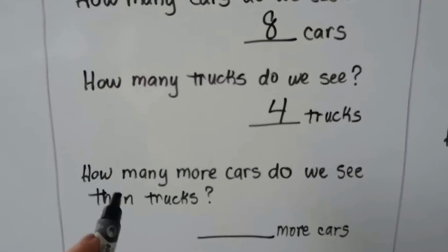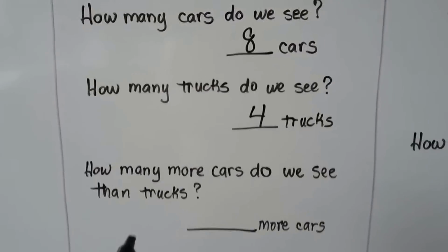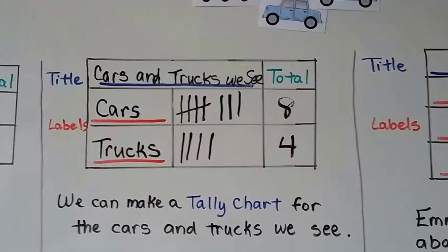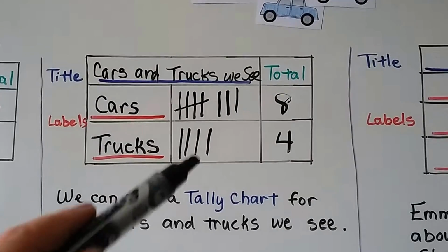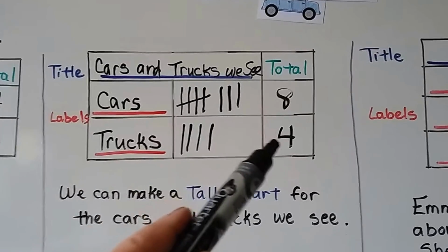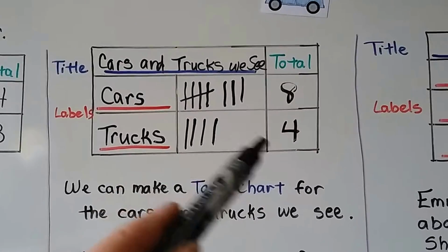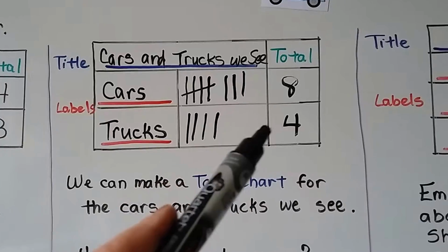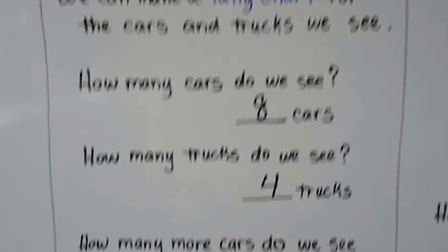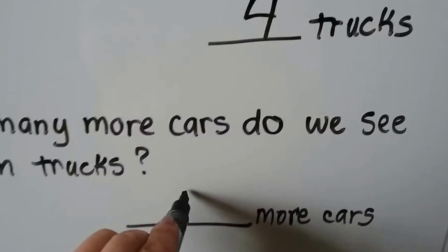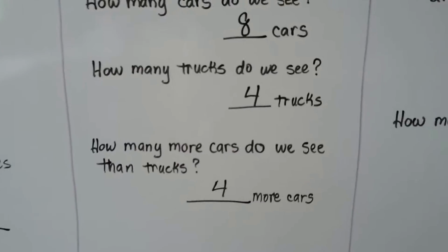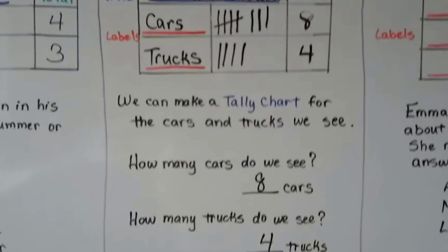How many more cars do we see than trucks? How many more tally marks are there for cars than trucks? We can compare them to find the difference. We could also say cars minus trucks is how many more cars there are. Do you remember 8 minus 4? 8 minus 4 is 4. So we see 4 more cars than trucks. Okay?